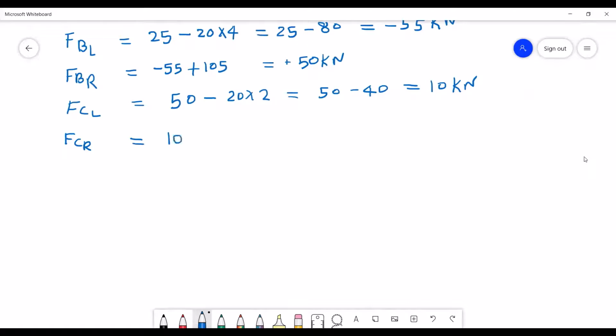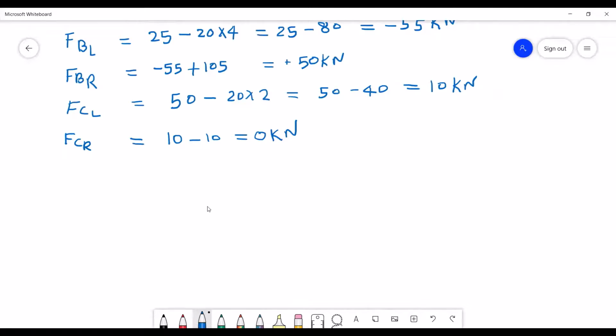Up to here we have plus 10. Up to here we have 10 plus 10. Then whether we have to add or subtract, we can't add it because it is negative, so we have to subtract it. So we will get 0. The right side has 0 kilonewton. It means that at the right side of B, it will touch the baseline.